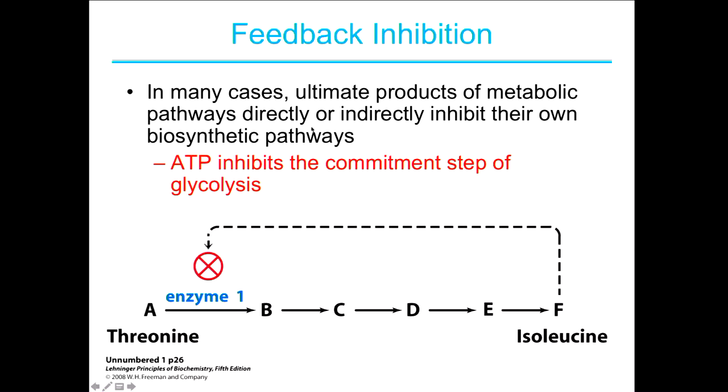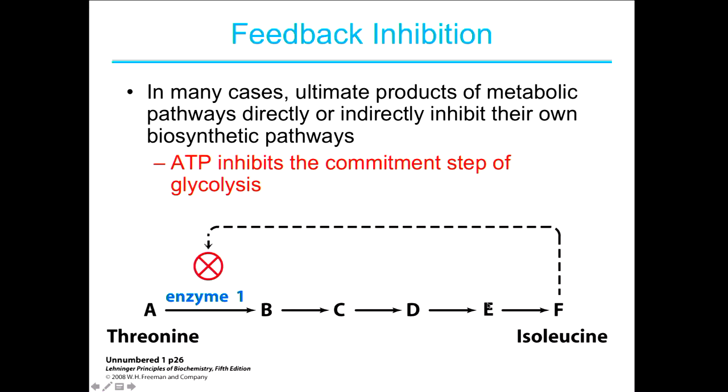Notice here we're inhibiting enzyme 1. We're not inhibiting the enzyme between E and F. Why not? Seems like a perfectly good place, right? Well, think about it. If we inhibit between A and B, we get A, which is threonine, an amino acid we can use to make proteins, or maybe we can break it down for other things. We can do various things with a threonine.